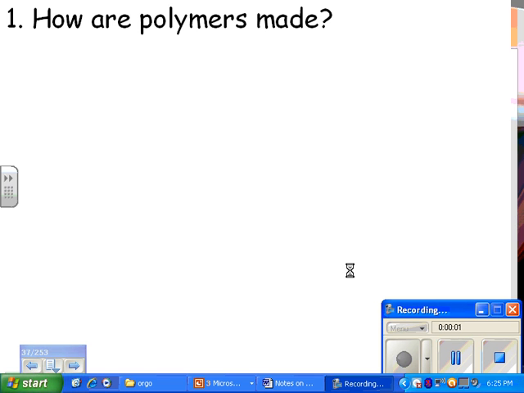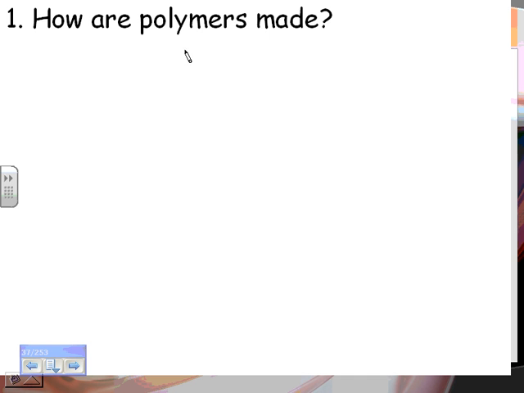We're talking today about the chemical reactions that make polymers or break them down. And we'll start with how polymers are made. First of all, a polymer, poly means many. So this is a big molecule made by a bunch of small little units going together.